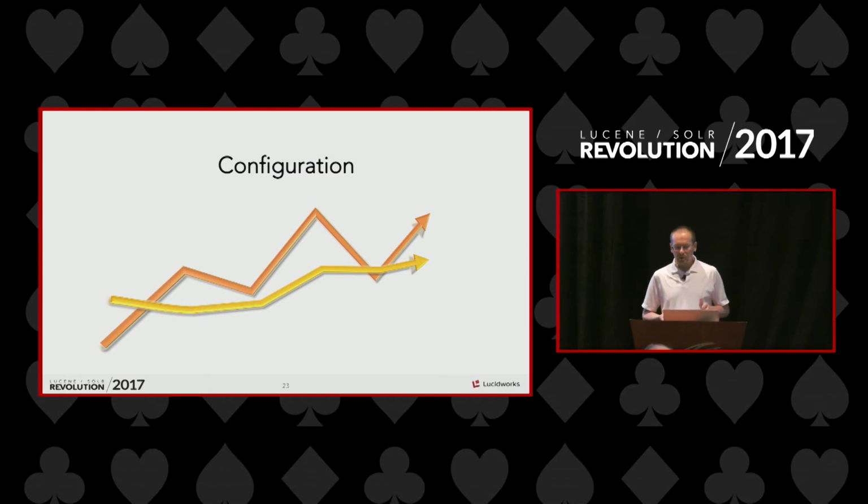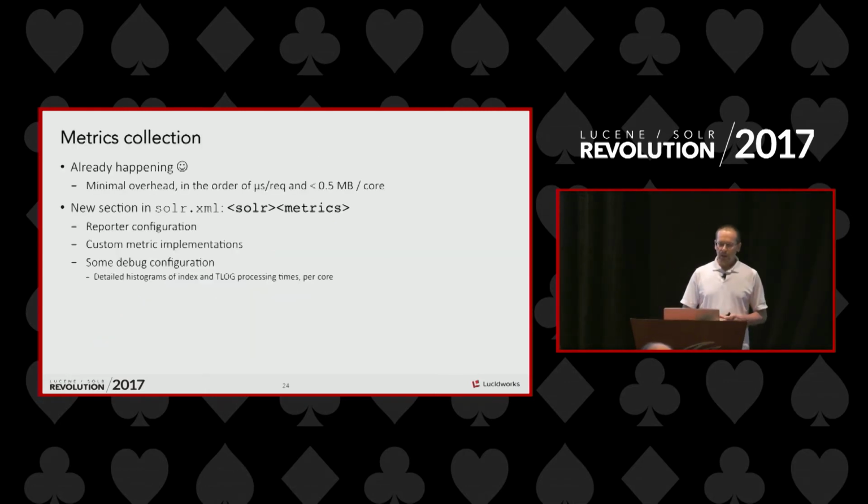So let's talk a little bit about the configuration. Metrics collection is already happening. So if you're running Solr 6.4 or more recent, metrics are collected anyway, even if you don't use them and even if you're not aware of it. Why? Because they provide so much benefit, but the overhead of collecting these metrics is pretty minimal. It's in the order of microseconds per request, and the total amount of memory that is consumed by these metrics is in the order of kilobytes.